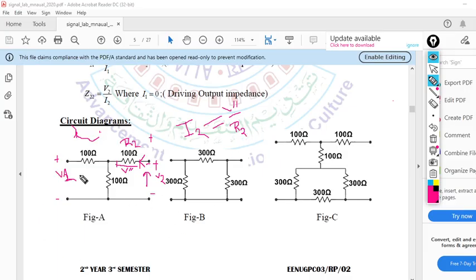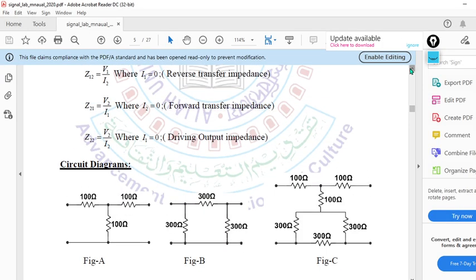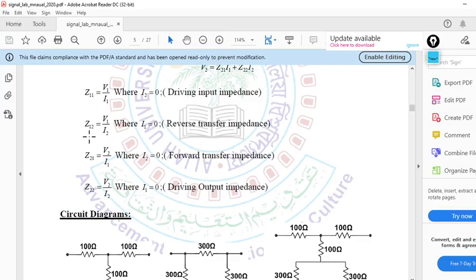So the first circuit we have already got. When we have given supply here, V1 is 10 volt, and we have to measure V2 and I1. When V2 is supplied here as 10 volt, you have to find out V1 and I2. So if we get V1, I1, V2, I2, then we have to calculate Z11, Z12, Z21, Z22.